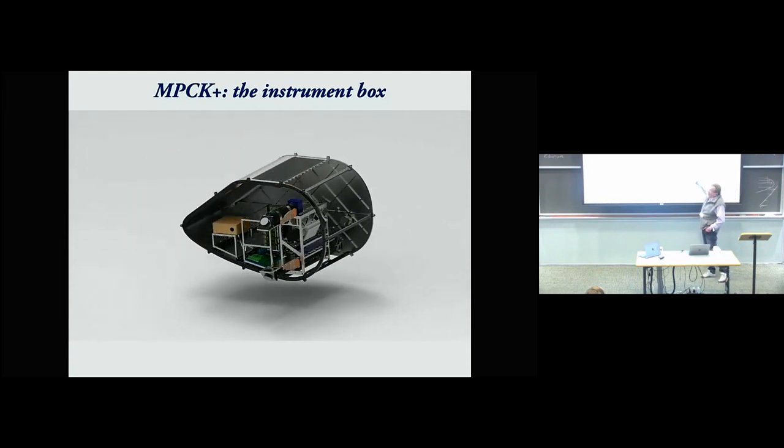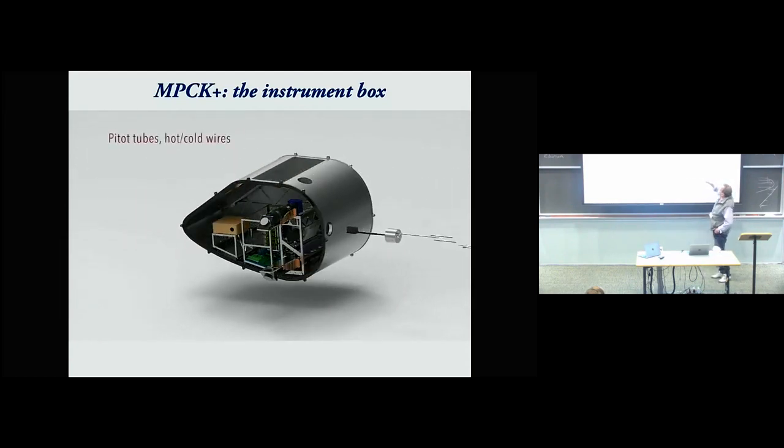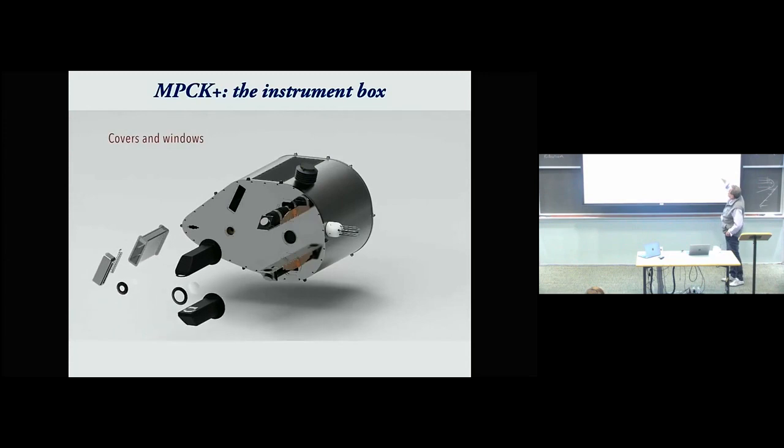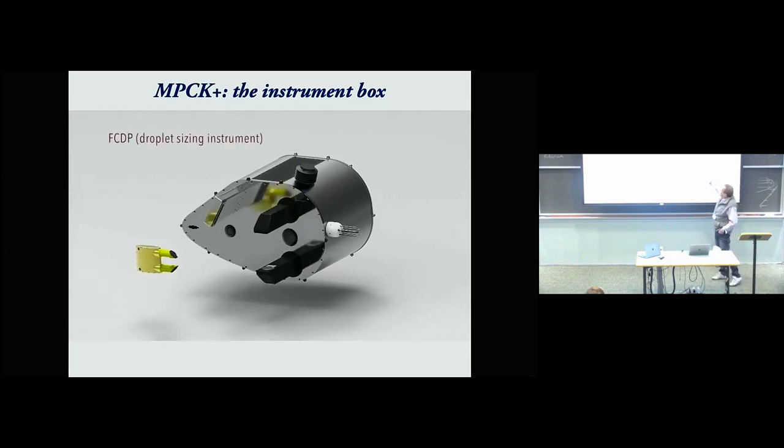This was a laser Doppler system, which we don't fly anymore. Then, of course, we have to measure the meteorological properties, humidity, temperature, everything that we have to know. Velocity also. This is not optimal because we are very close to this bluff body here. And then we have to cover everything up to make it rainproof. Then we have a fast cloud droplet probe over here.